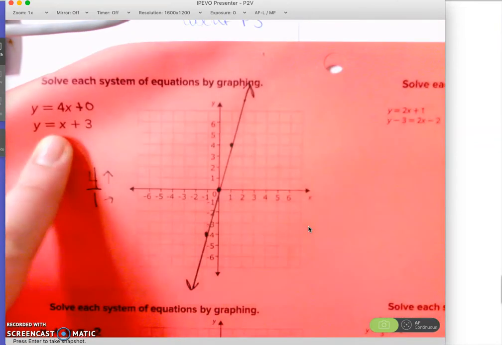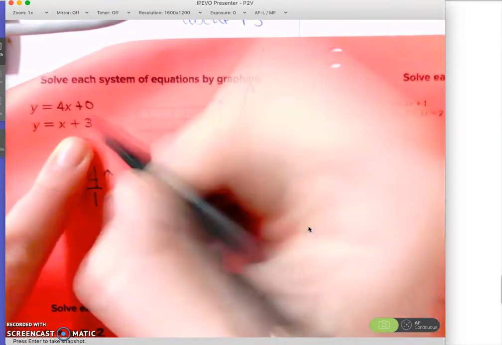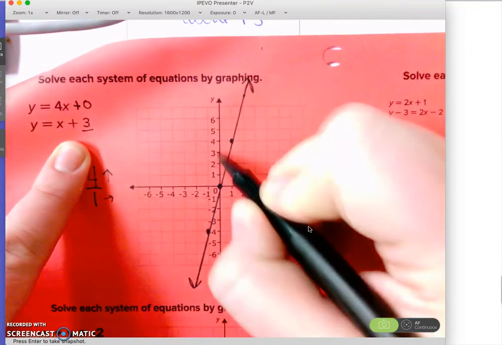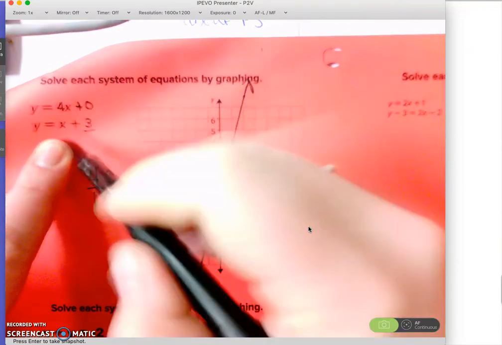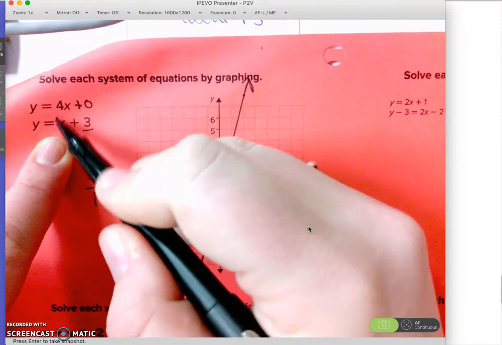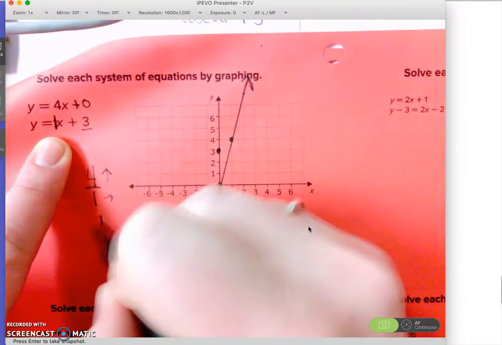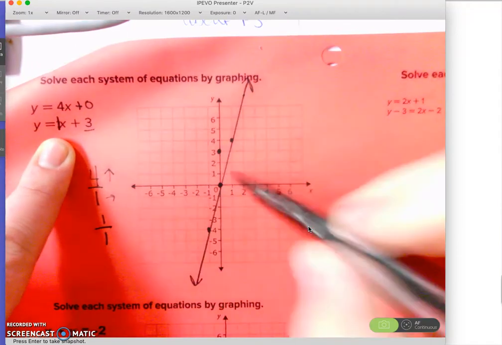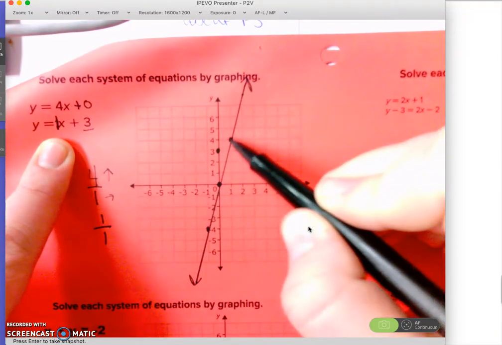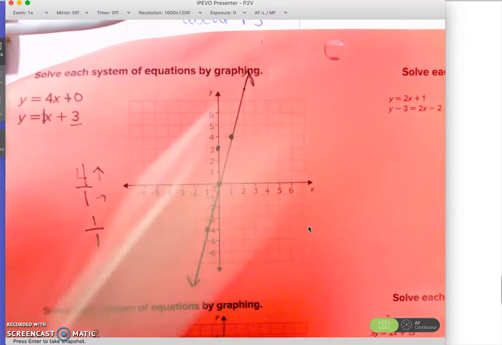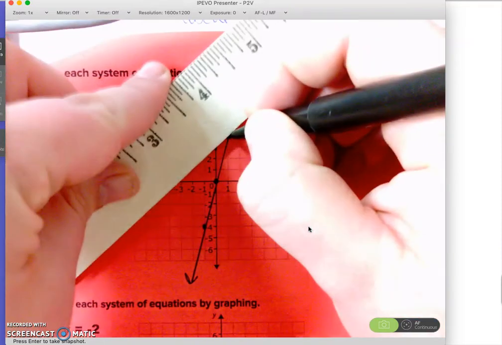Now I'm going to do y equals x plus 3. Again, I start at plus 3, so I go up to 3 and I put a dot. Then, because I don't have a coefficient, I know my coefficient is 1. That means my slope is 1 over 1. Up 1 over 1. And there I see my point. I do want to graph both my lines.